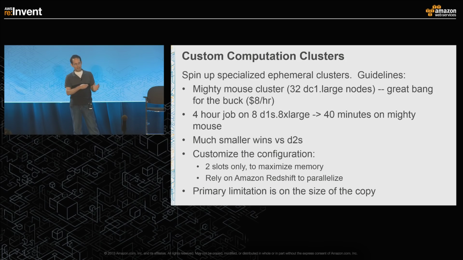Some of the wins you're getting are that you can customize the configuration of these ephemeral clusters. So as Eric was saying, Redshift is really good at parallelizing and operating a single query at a time and spreading the workload over nodes. So we'll a lot of times run with 2 slots only to maximize the amount of memory available to each query. And that's been very effective for us. You're just relying on the underlying technology to parallelize across the nodes.